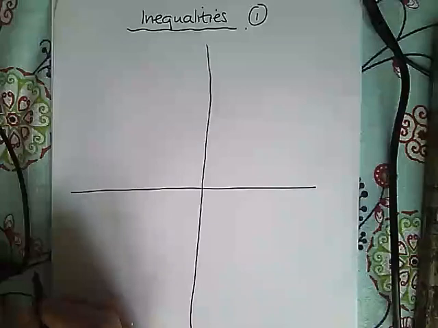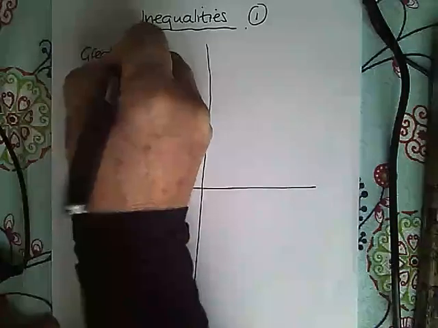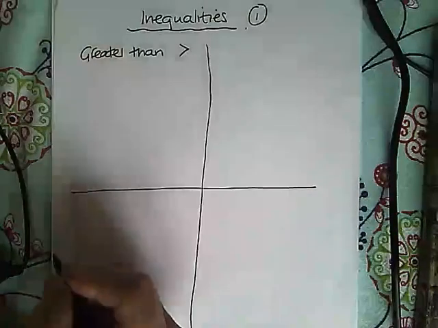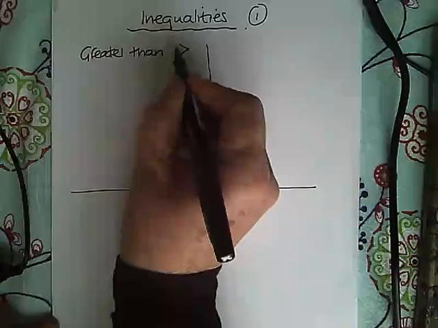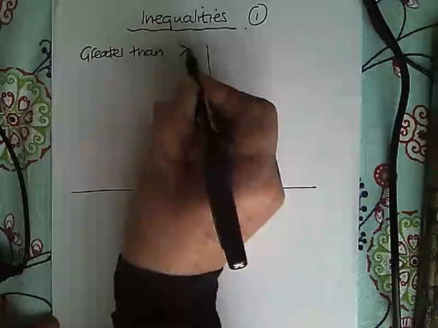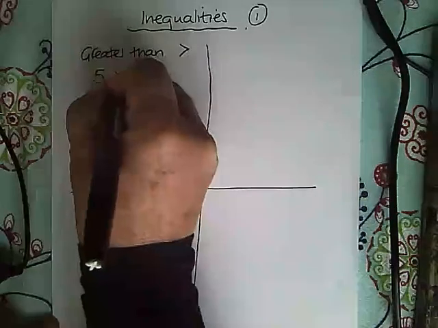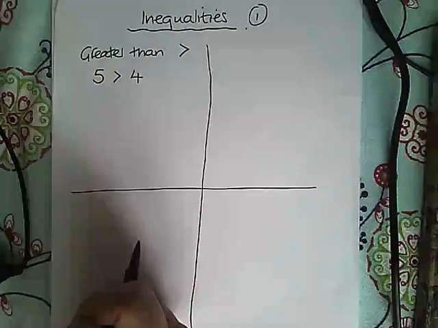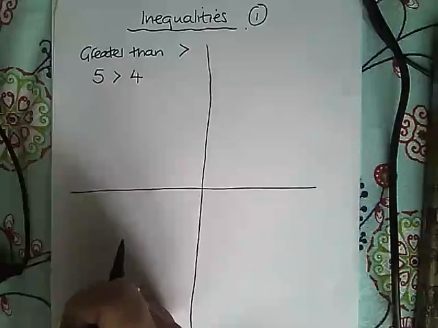So first of all, we have the greater than sign. And that looks like that. And the largest number is always at the opening of the jaws of this sign. So for example, we could write 5 is greater than 4. That's a simple numerical inequality, and we know that the number 5 is bigger than the number 4.